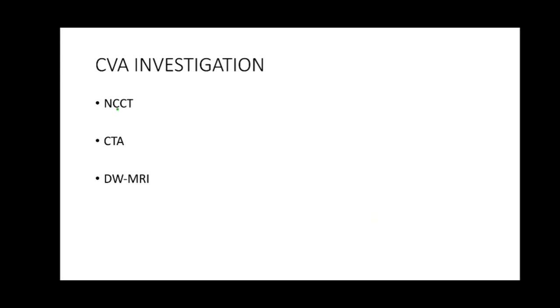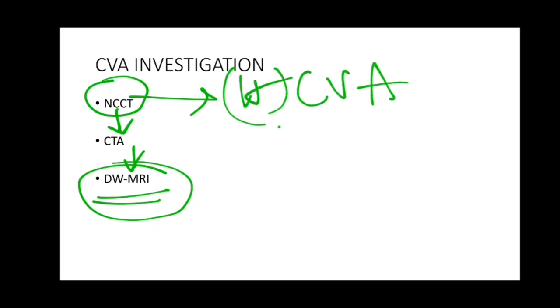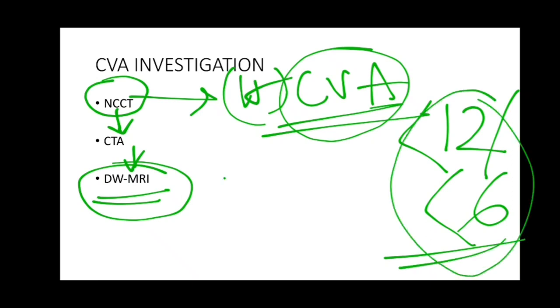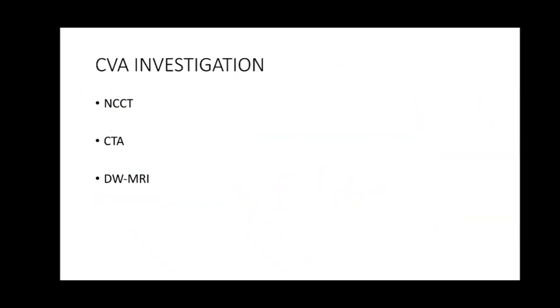Okay. Now next, CVA investigation. First investigation I have said is NCCT brain. Other investigations you will send also, like ECG, ABG, chest X-ray, or some blood tests like sodium, potassium, urea, creatinine, CBC. But brain specific is NCCT brain. If there is nothing found, we will go for CT angio, and if there is nothing found, diffusion weighted MRI. NCCT brain is diagnostic for hemorrhagic CVA, but for ischemic CVA, sometimes if the patient is within 12 hours or 6 hours, you can't find the ischemic stroke here. So for ischemic stroke, investigation of choice is DW MRI or diffusion weighted MRI.